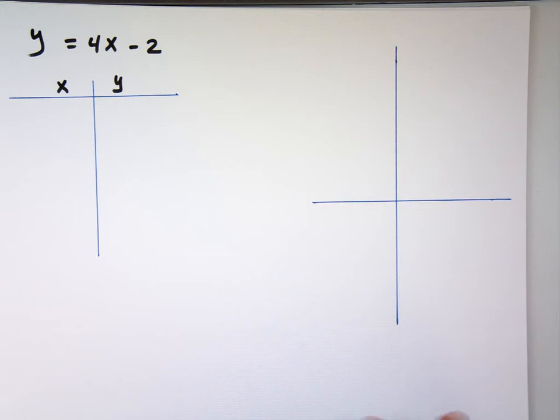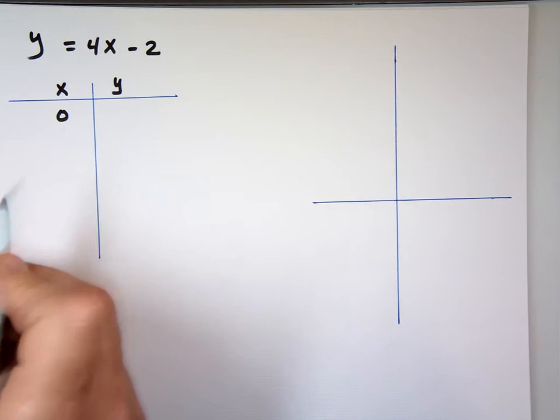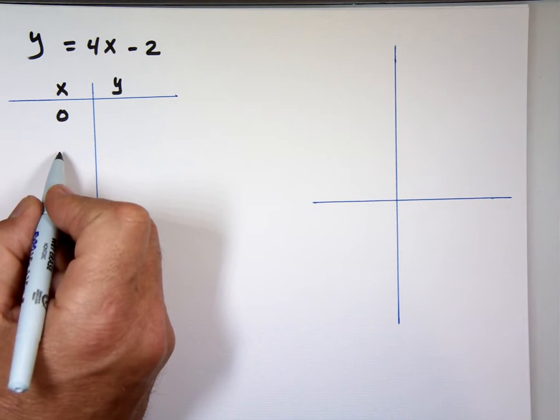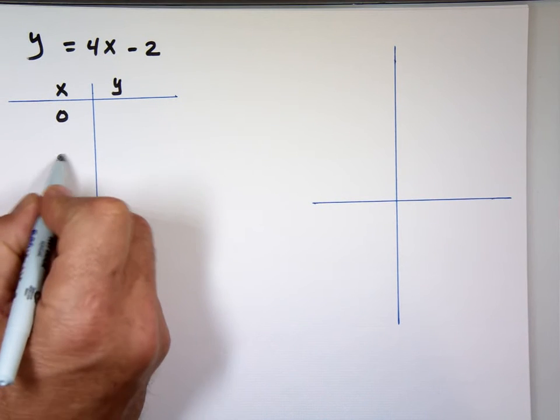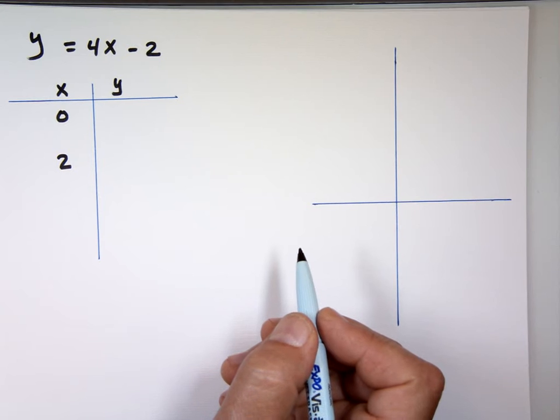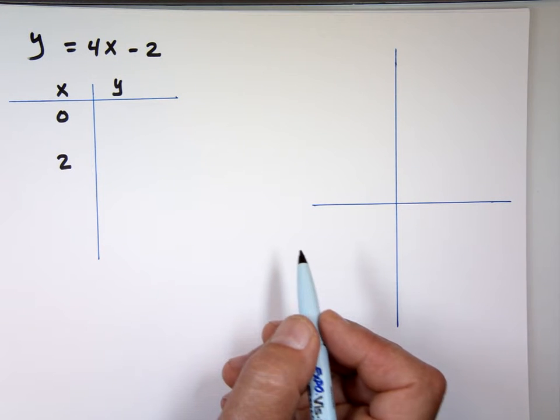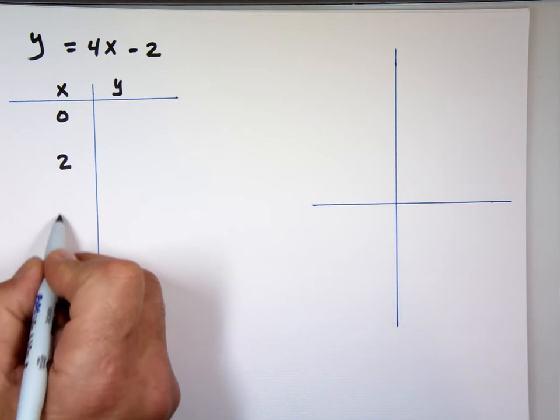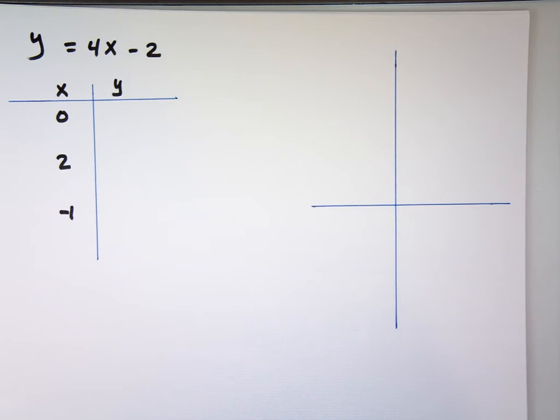0, okay. What else? Let's pick another value. 2. Let's pick a third one. -1, okay. You can choose any value you want to. Your answer is not going to change. I call this method the no mind. I love this method. I don't have to think that much about it. Plug them in. If I can't multiply and divide, I'm in trouble.